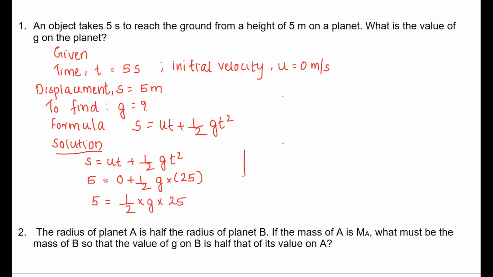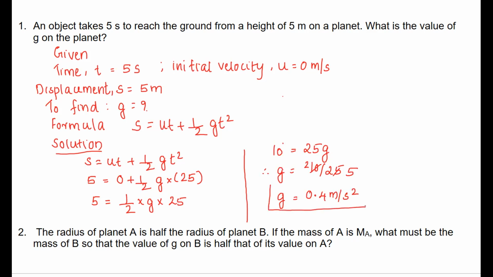On cross multiplying, we will get 10 is equal to 25g. Therefore, g is equal to 10 upon 25. We can cancel with 5. 5 2s are 10, 5 5s are 25. 2 upon 5. 2 upon 5 is 0.4. Unit is meter per second square. So this is the value of g on the planet. I hope you all understood this one.